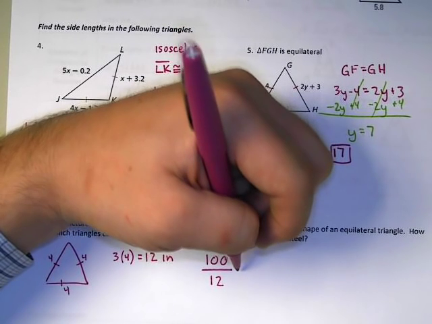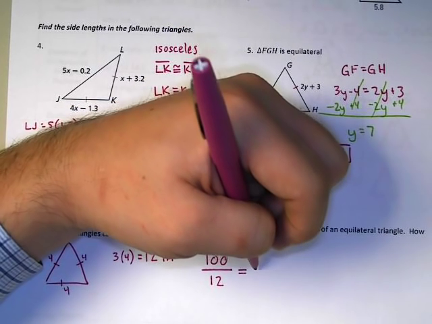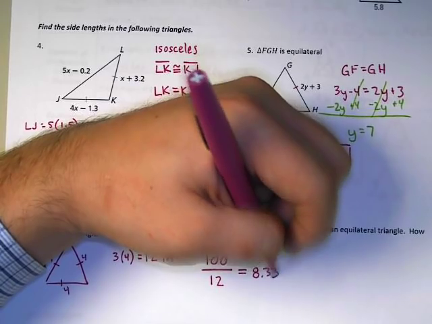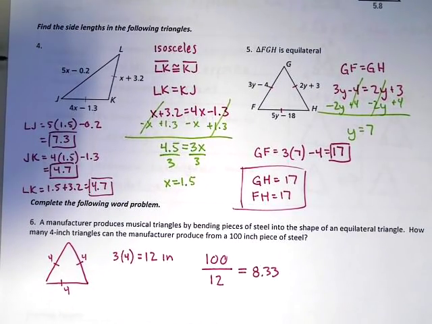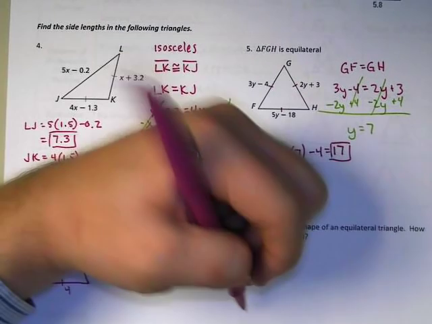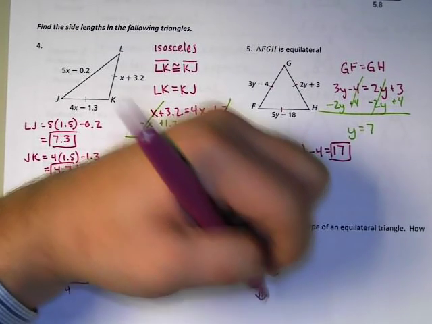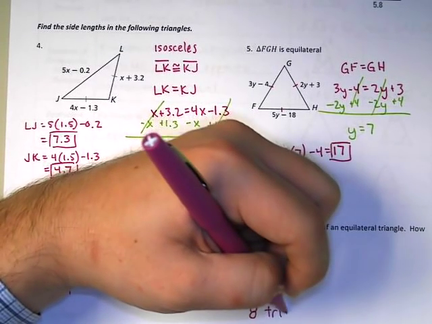Okay? Now, that should be 8.33, I think? However, if we want to know how many triangles can be made, we would have to say 8 triangles.